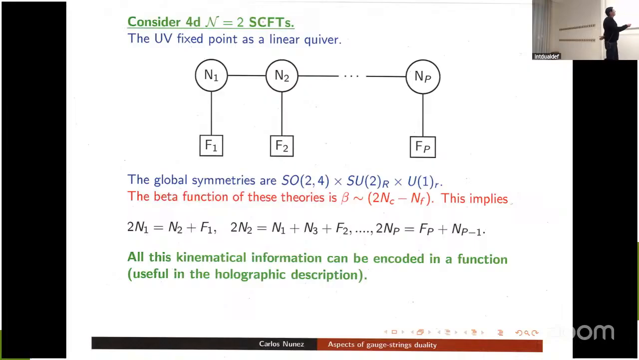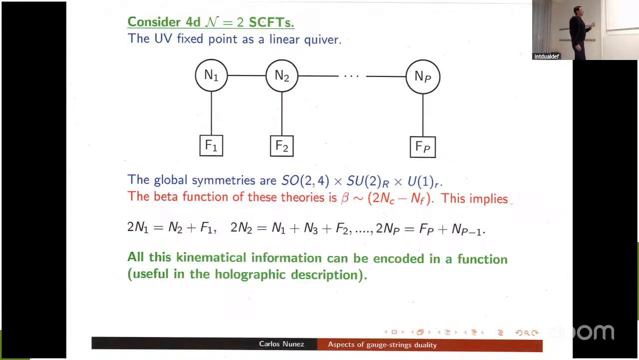Okay? The beta function of these theories is one-loop exact, and is twice the number of colors minus the number of flavors. So if you want, for example, this first node here to be conformal, it has to happen that 2n1 is n2, which acts as a flavor group for this, plus f1. That 2n2 is n1 plus n3 plus f2. So all these equalities here have to be satisfied. Okay? And that will guarantee that this 4D N=2 theory will be conformal.